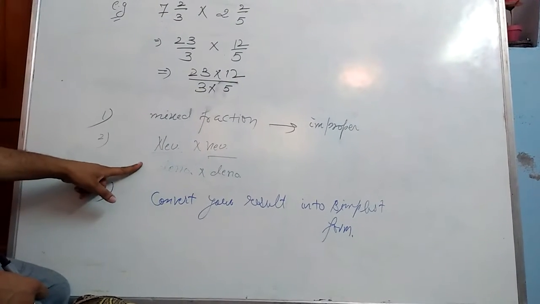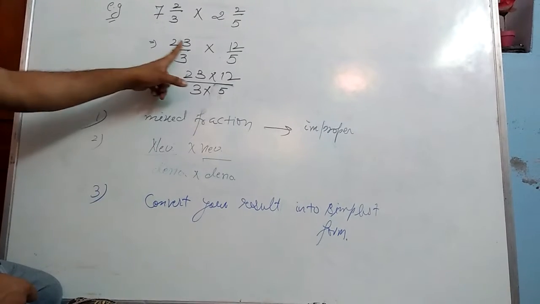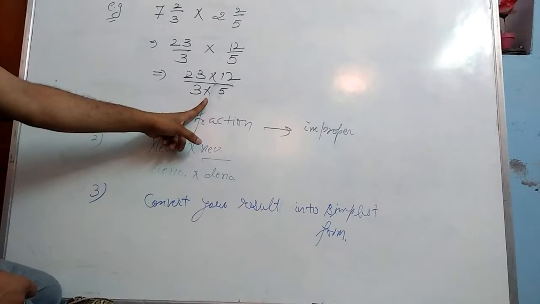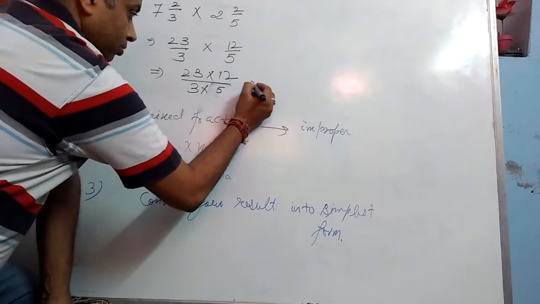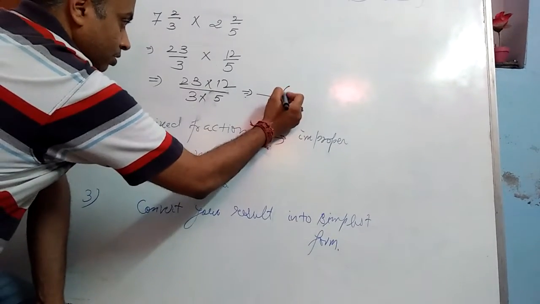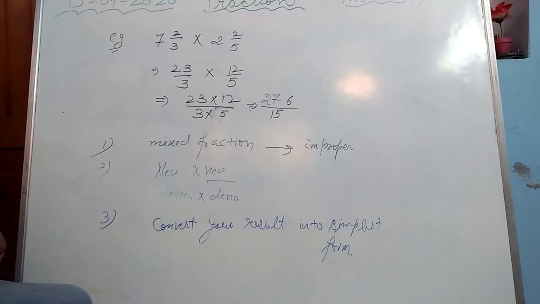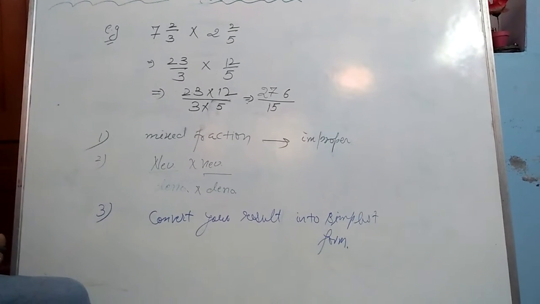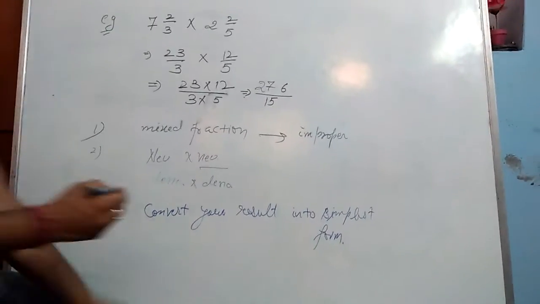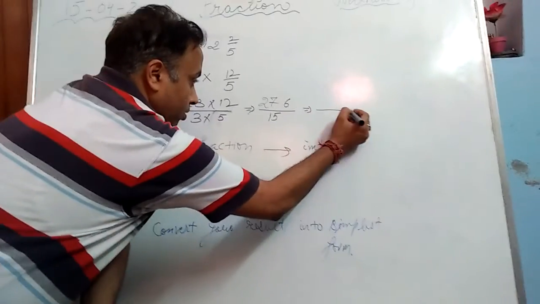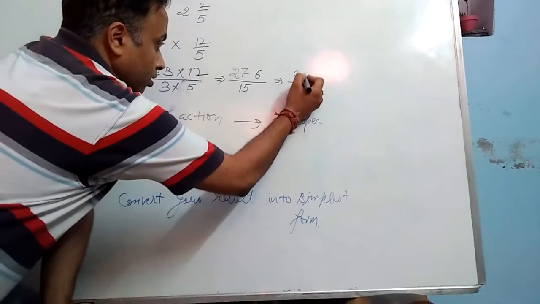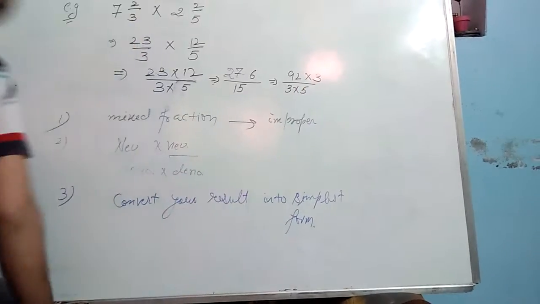Now according to my second step, numerator multiply by numerator, it means 23 multiply by 12, and 3 multiply by 5. When I multiply 23 by 12, we get the result 276. 3 multiplied by 5, we get 15. Now, on prime factorization of these two numbers, we get 3 multiplied by 5, and 276 is the product of 92 multiplied by 3.